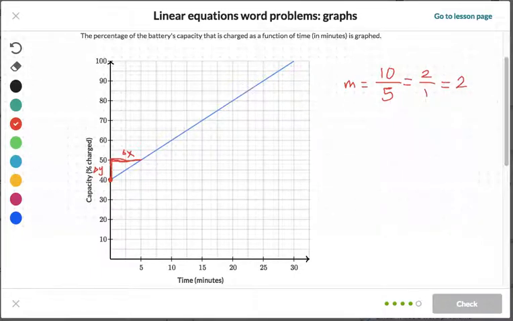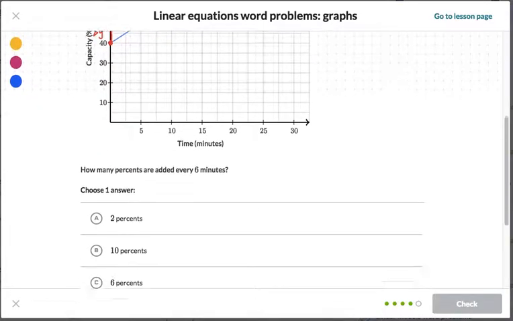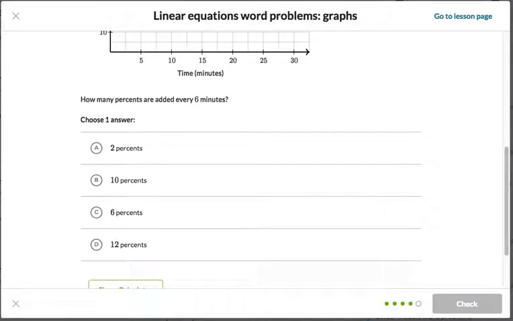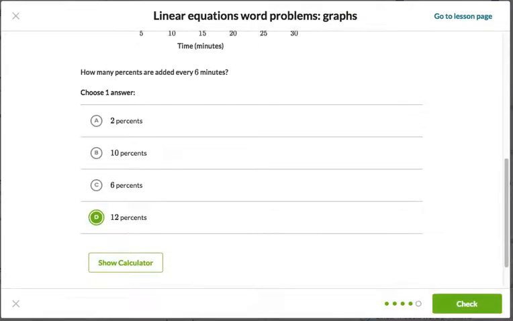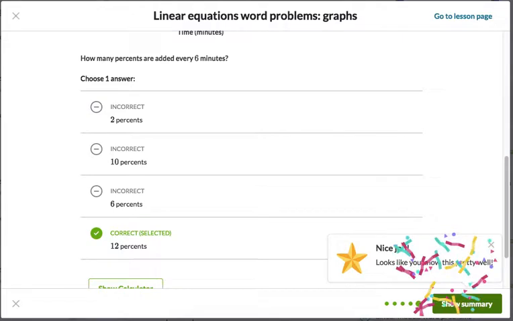So what we're saying is every 1 minute, we get 2% of battery life. So since we get 2% of battery life every 1 minute, for 6 minutes, we need to multiply that 2 times 6. So we're going to get 12% of battery life for 6 minutes. Okay, there are multiple parts to do here, and of course this is a nice multiple choice, so we can actually select it right down there.